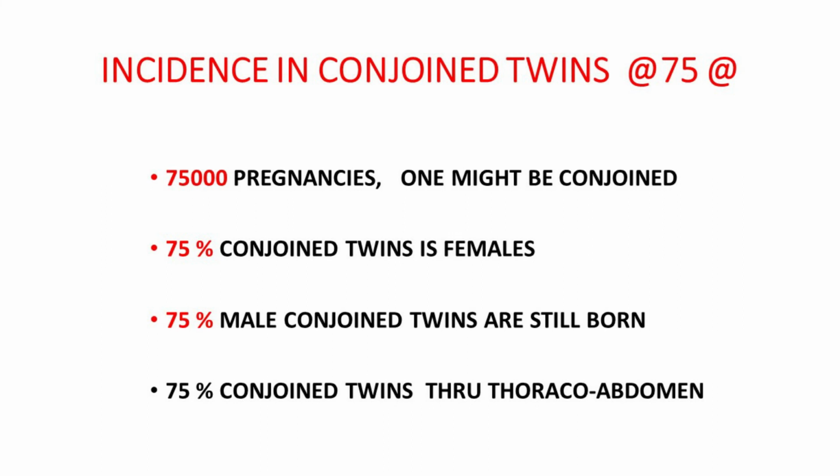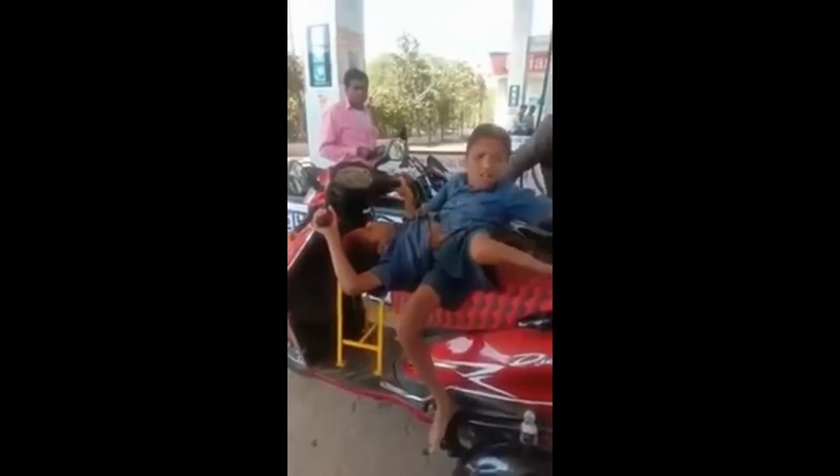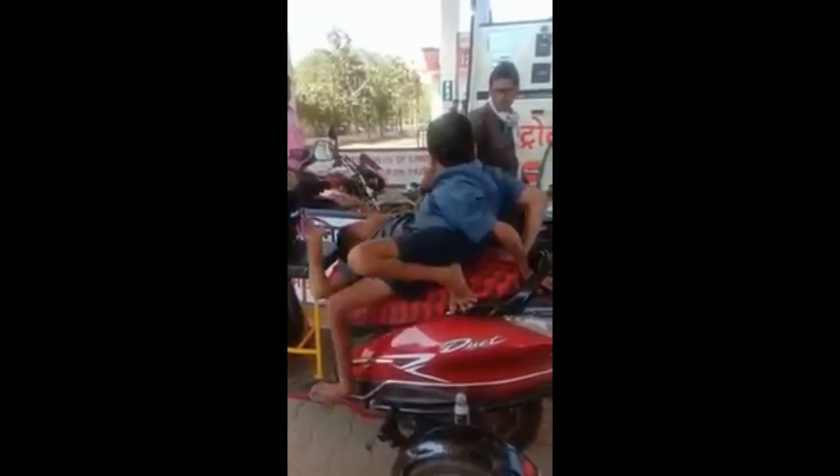The second one, 75%. So 75% conjoined twins is females, very important, 75% almost. The third one is more than 75% of male conjoined twins are either stillborn or they demise as a neonate. Fourth one is 75% conjoined twins are equal symmetric conjoined twins. But the incidence of live conjoined twins after birth, especially after a month, might be varied from 1 in a lakh to 1 in 2 lakhs worldwide. The incidence of conjoined twins is slightly more common in Arabic countries and in South Asia.